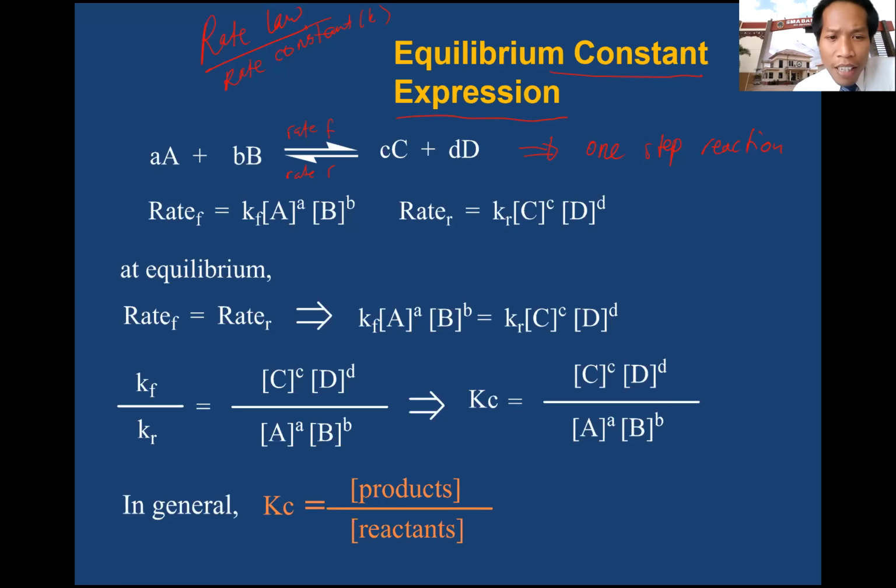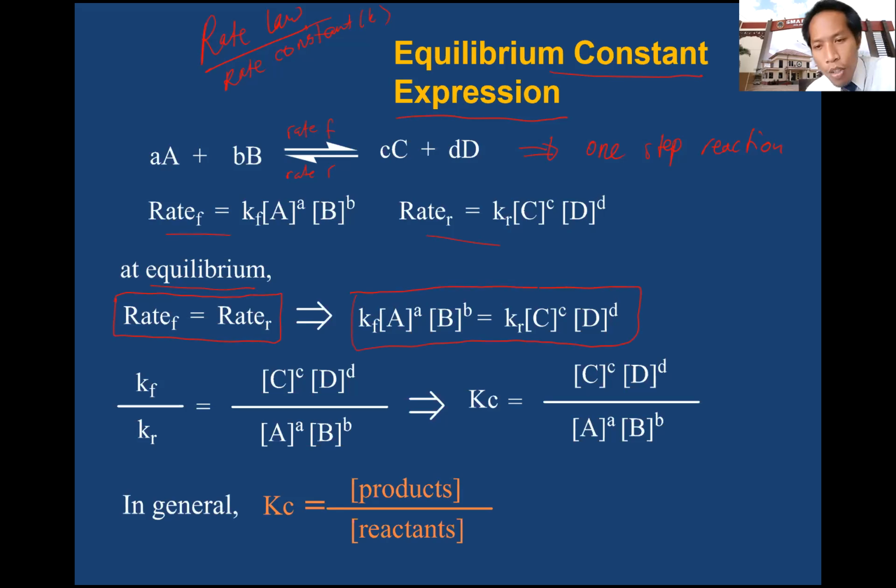If it is clear now, I will make the condition equilibrium. Equilibrium means that the rate forward will be equal to the rate reverse. Put these equations into rate forward equal to rate reverse, and you will get this equation: Kf [A]^a times [B]^b equal to Kr [C]^c [D]^d.